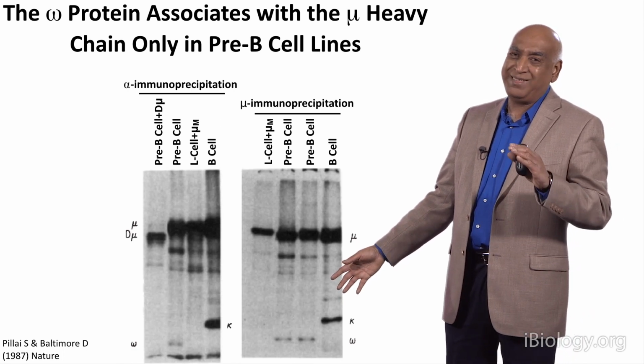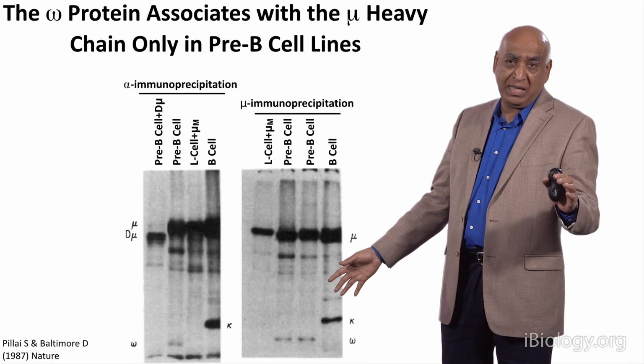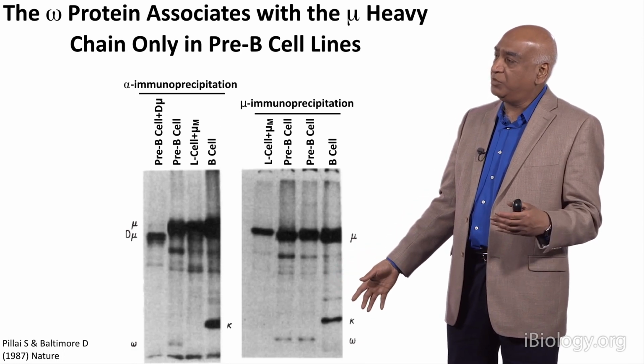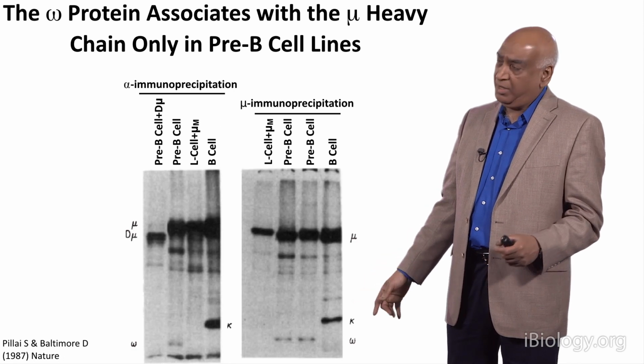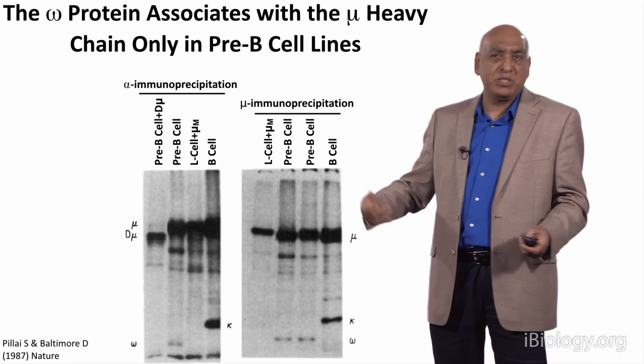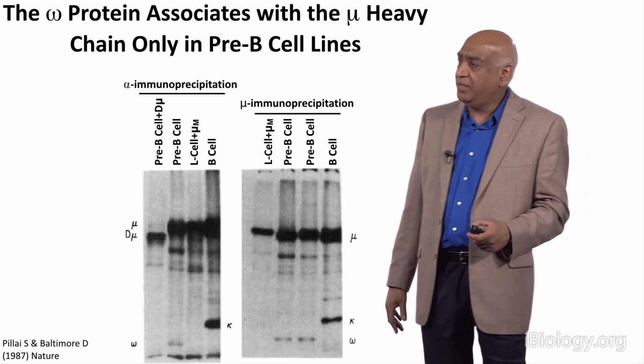It hasn't yet rearranged its kappa and lambda light chain genes, but the pre-B cells did have some other protein that was associated with the heavy chain. It ran small. It labeled poorly. It's small, so it doesn't take up as much methionine. These were radioactively labeled cells.